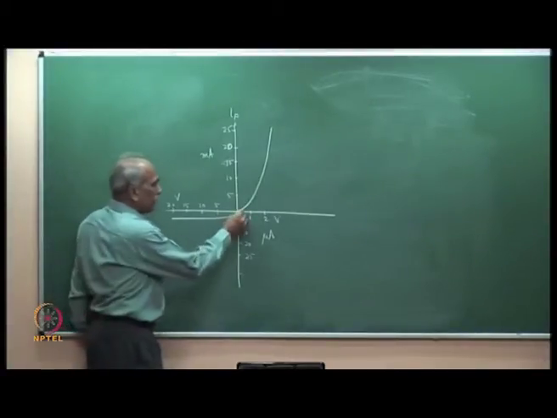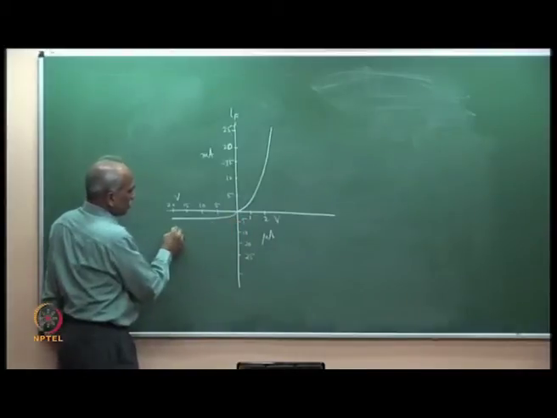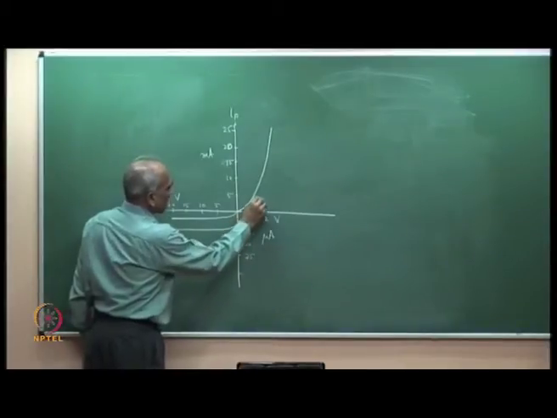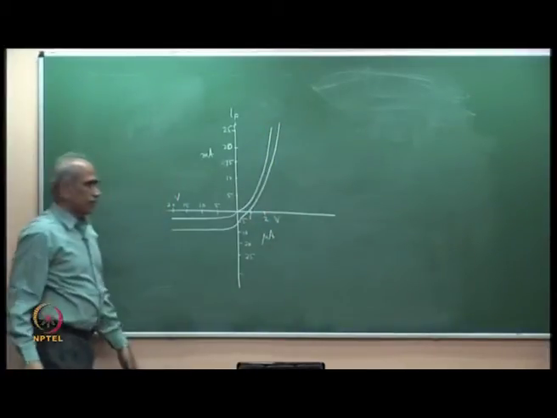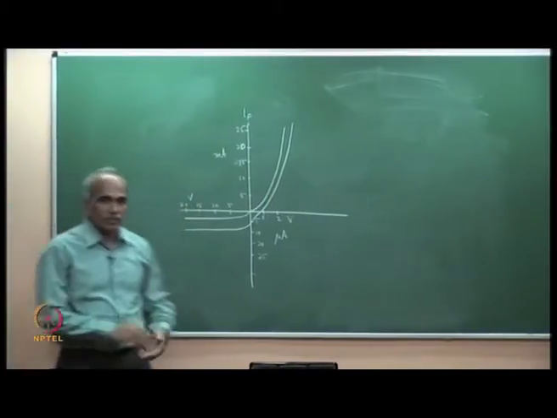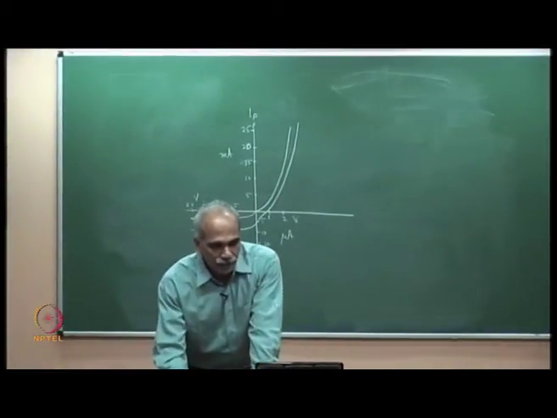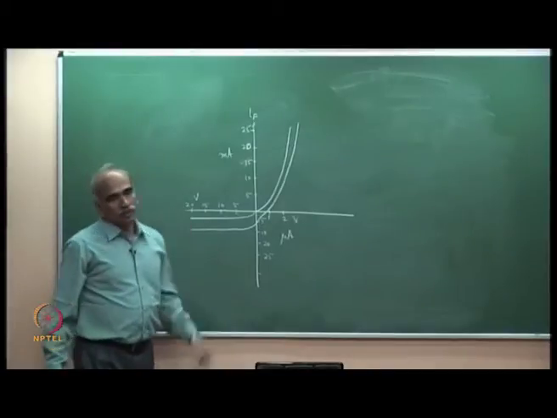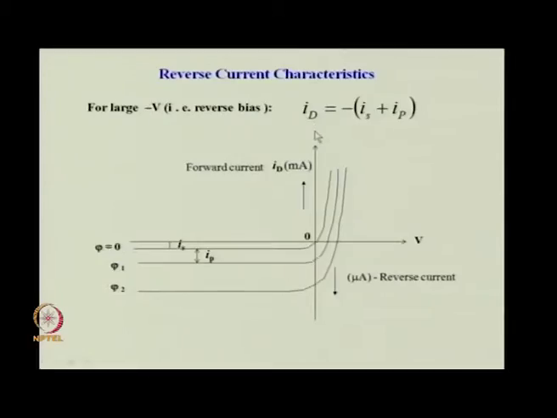But if you apply light, in the presence of a photon flux, we have an additional current. So, you will have a characteristic normally like this. The saturation value changes to Is plus Ip. As shown here, the reverse current for large values of minus V, this is reverse, for large values of minus V, the diode current is minus Is plus Ip.